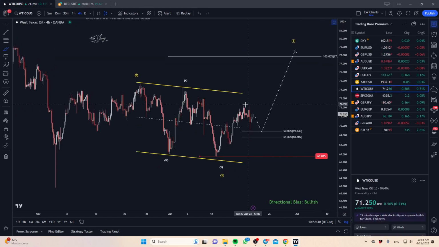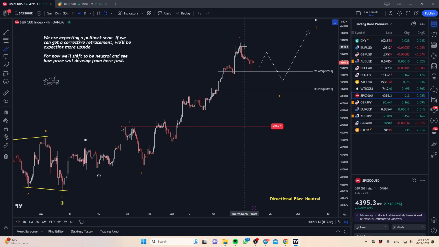Crude oil, quite simple. I think crude oil structure is very clear. We're expecting a little bit more upside. As long as price stays above 66.8, right, any pullback will be seen as a buy opportunity. S&P overall neutral for now. I think we're kind of expecting a bit more of a bigger corrective pattern to complete wave 4 before the push up. We're bullish on that, just basically waiting for a decent corrective structure before we commit to the buy again.